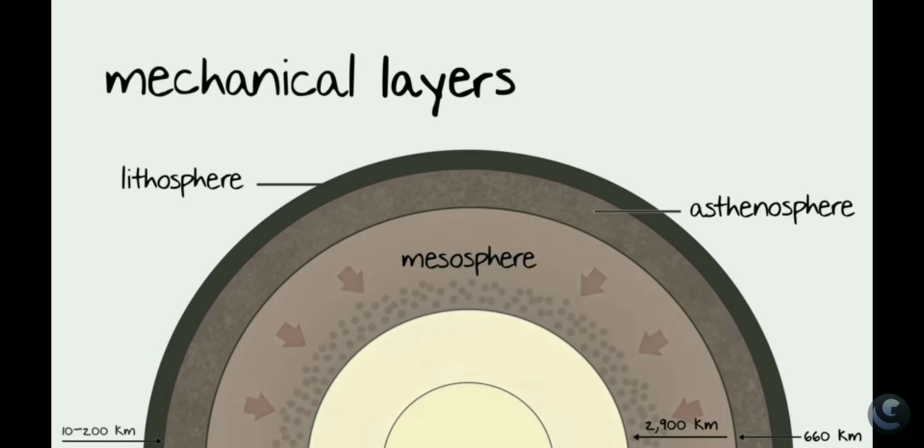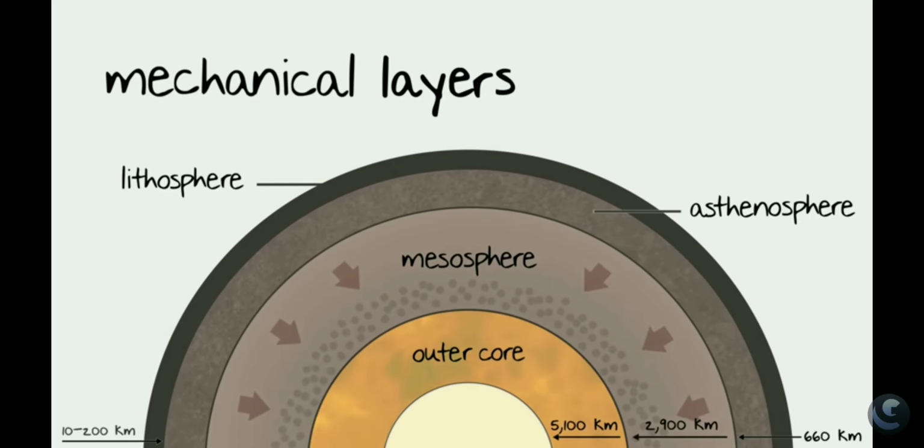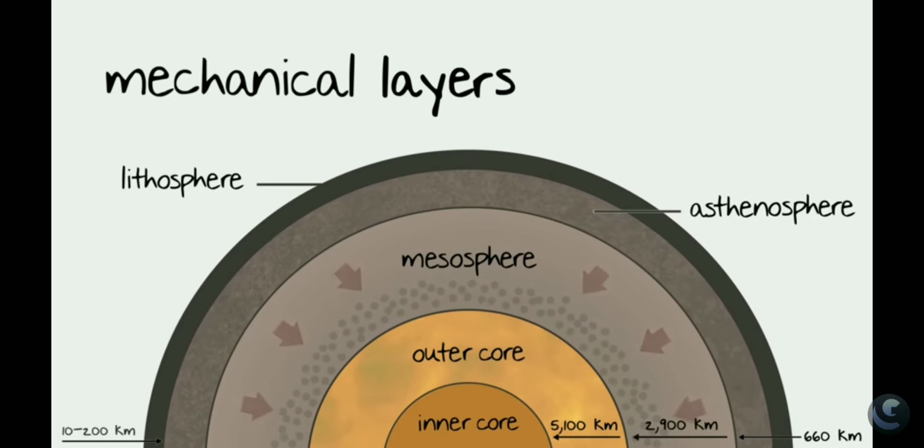Past the mesosphere is the liquid outer core. Extremely high temperatures melt the metals contained in this layer into liquid form. Think flowing rivers of lava, and you'll have a pretty good idea of what the outer core is like. And finally, we reach the solid inner core.